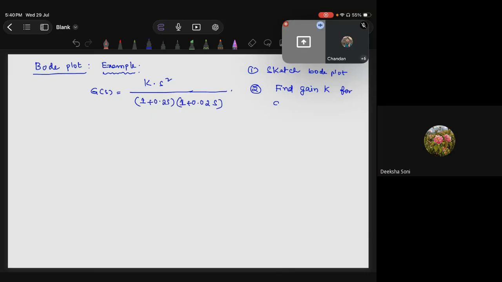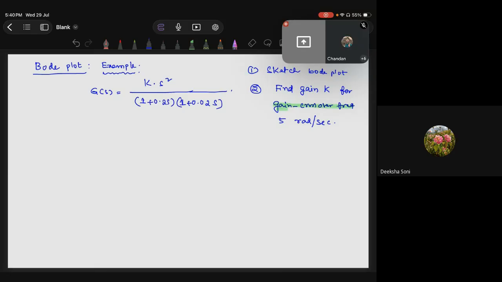for the gain crossover frequency of 5 radians per second. These are the two questions. So we'll see what exactly this gain crossover frequency is. First, if we understand how to draw the Bode plot given a transfer function, the rest is easy.